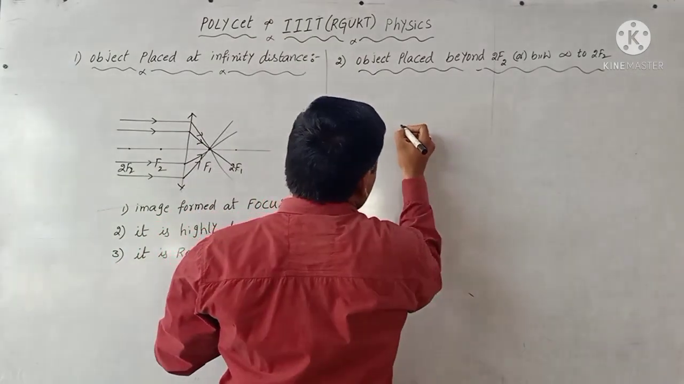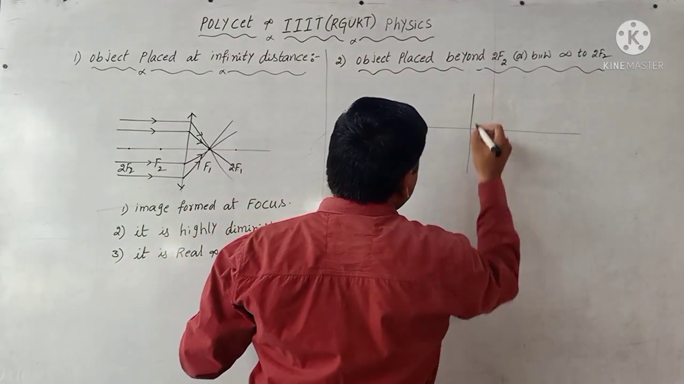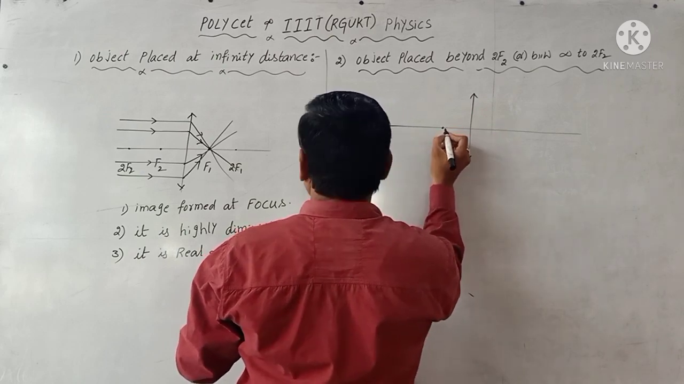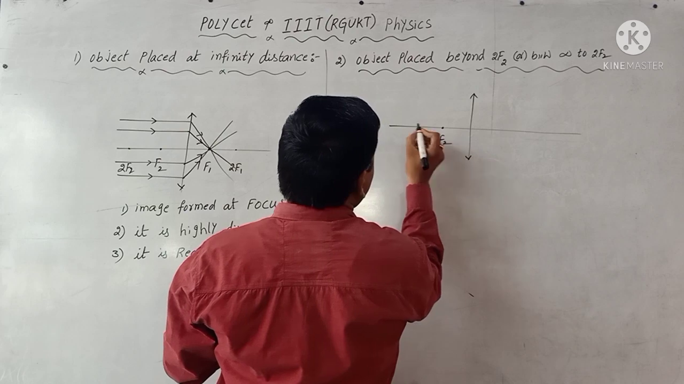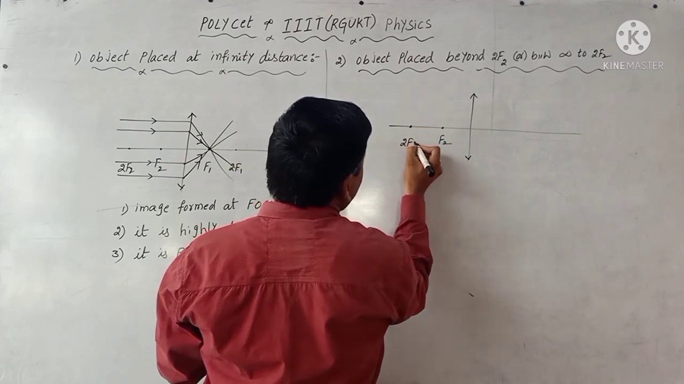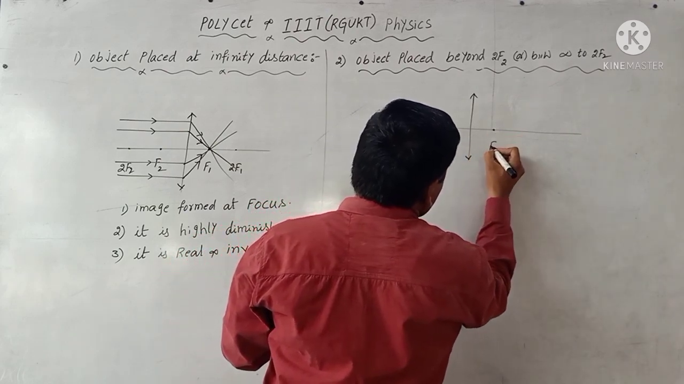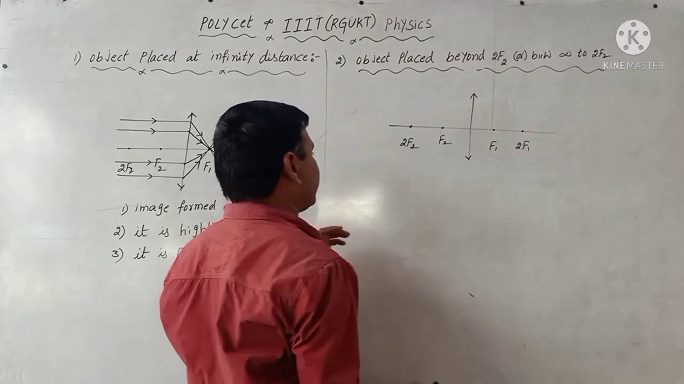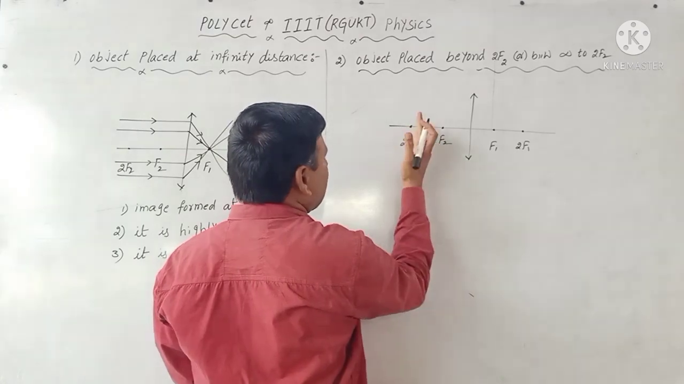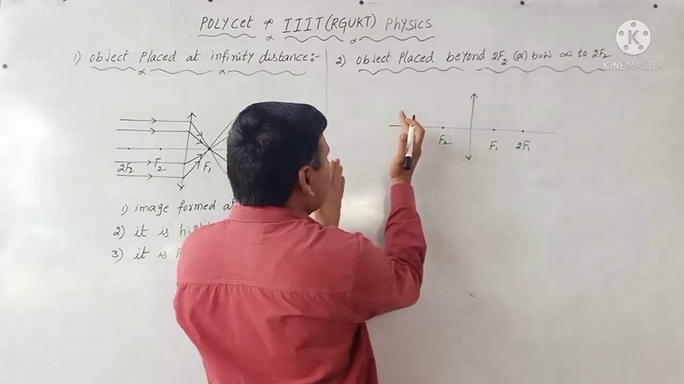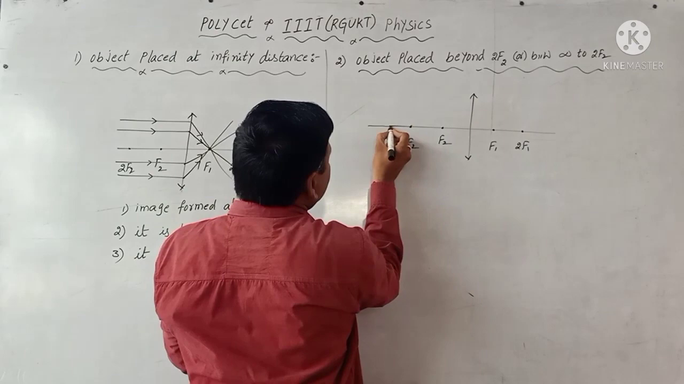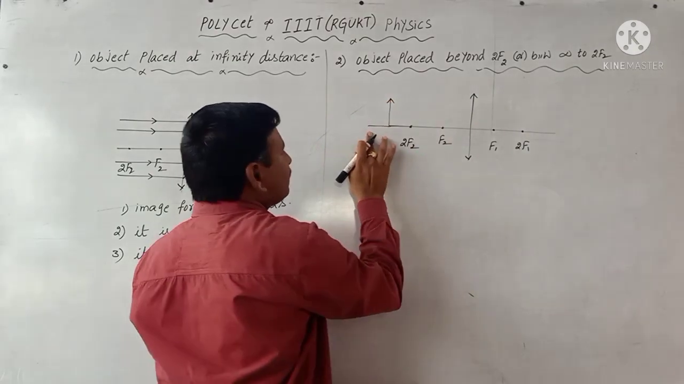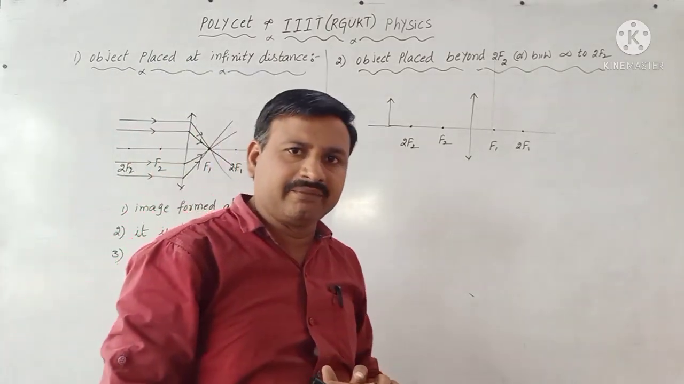So we draw the ray diagram. First one. Here is f2, here is 2f2, and here f1 and here 2f1. So we draw the ray diagram. Where is the object? Beyond 2f2. Beyond 2f2 means this, infinity means this. So here we have the object. So how to draw the ray diagram?